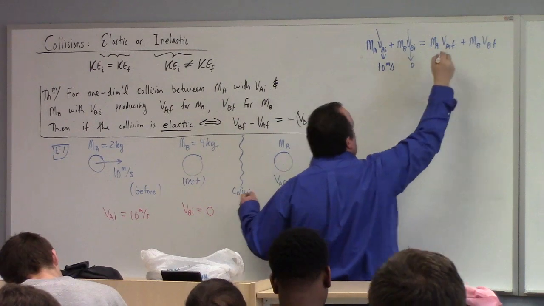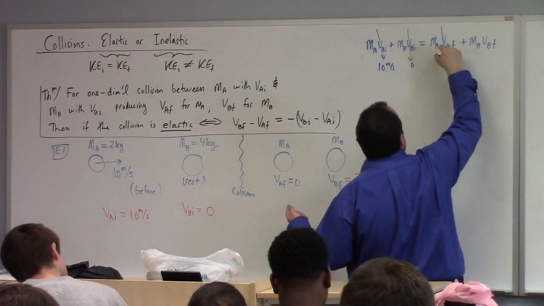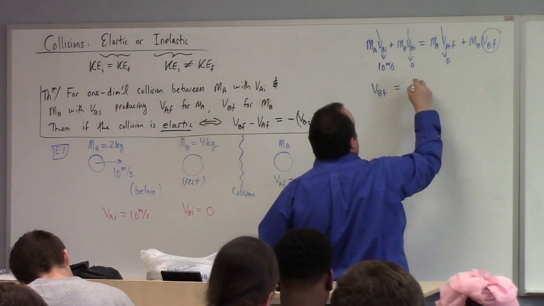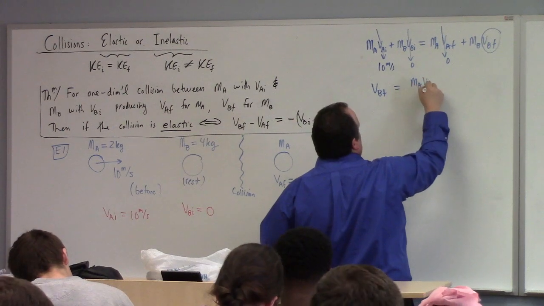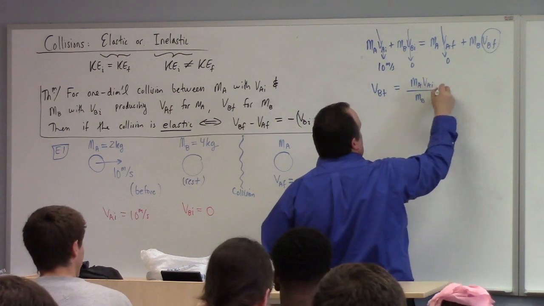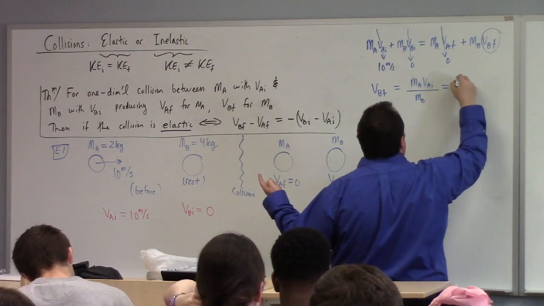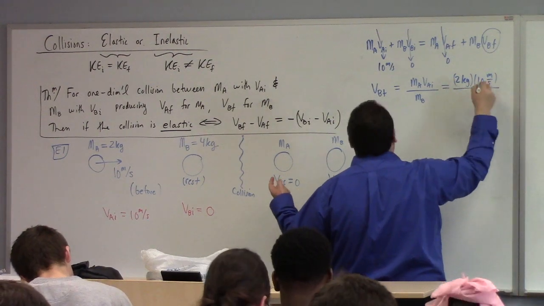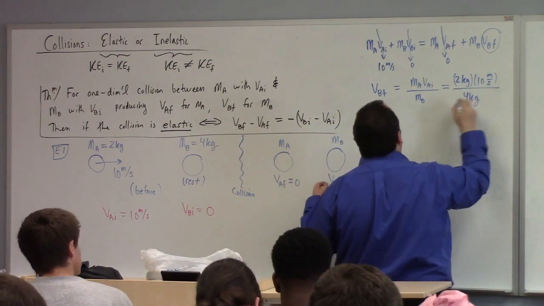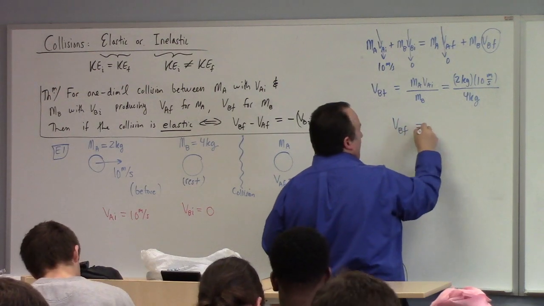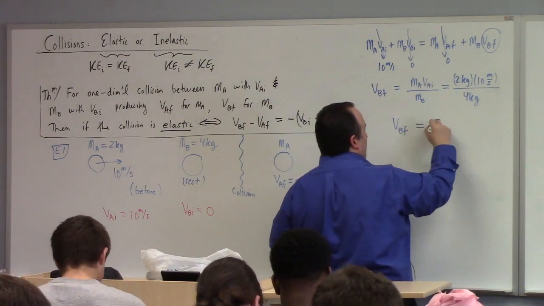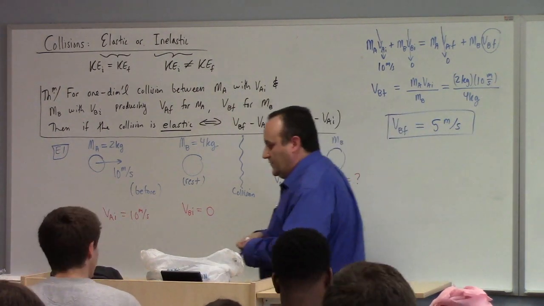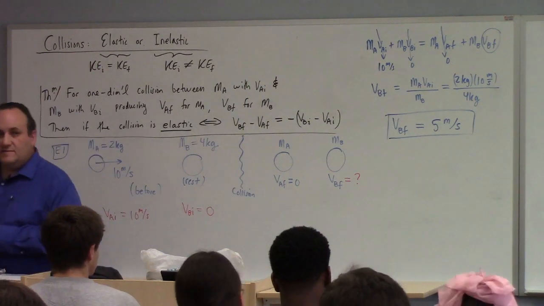VBI is 0. VAF is given to be 0. And so we're trying to solve for this. So VBF equals MA times VAI divided by MB, apparently. Which is what you got here: 2 kilograms times 10 meters per second divided by 4 kilograms. That's 20 divided by 4, so 5 meters per second. So there's the answer to the first question I posed, which was what was the velocity of the second mass?